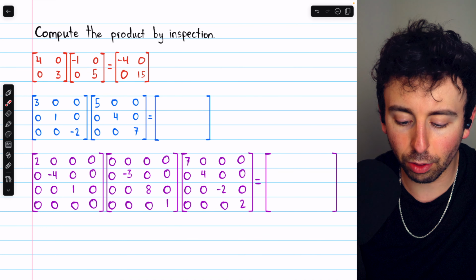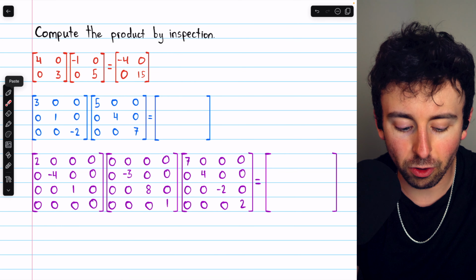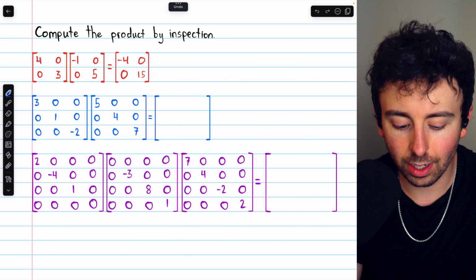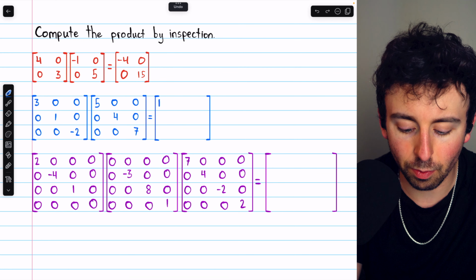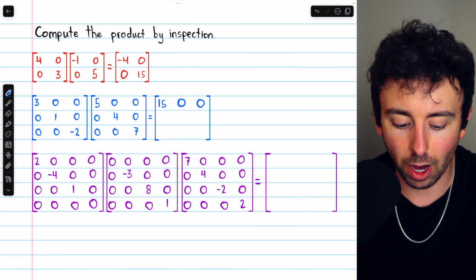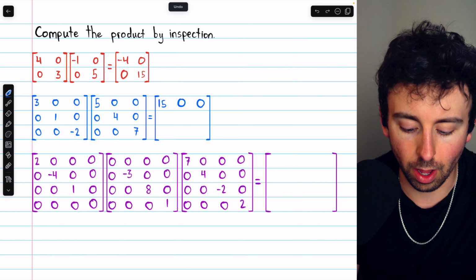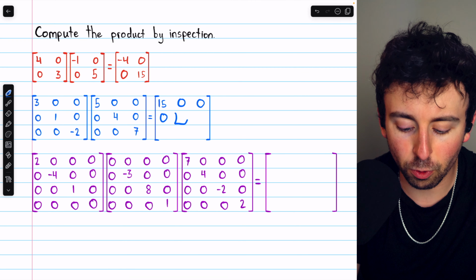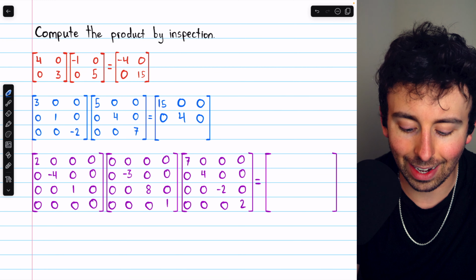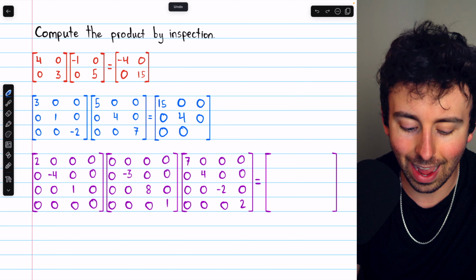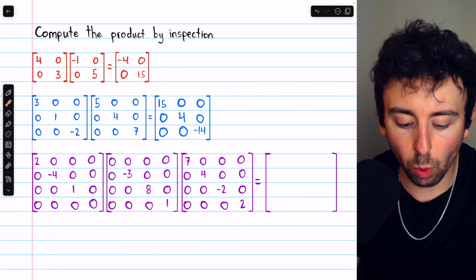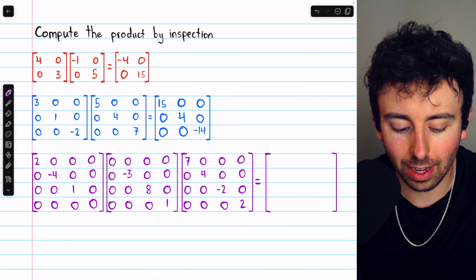In this next example, we have 3 by 3 matrices. Let's do the multiplication quickly by just multiplying the diagonal entries. Here, the first entry of the product will be 3 times 5, which is 15. The rest of this row, since it's off the diagonal, will consist of zeros. Then this entry will also be a 0. Then this next entry is a diagonal entry, so it's going to be 1 times 4, so just 4. Off the diagonal, we have zeros, and then this last diagonal entry is going to be negative 2 times 7, so negative 14.